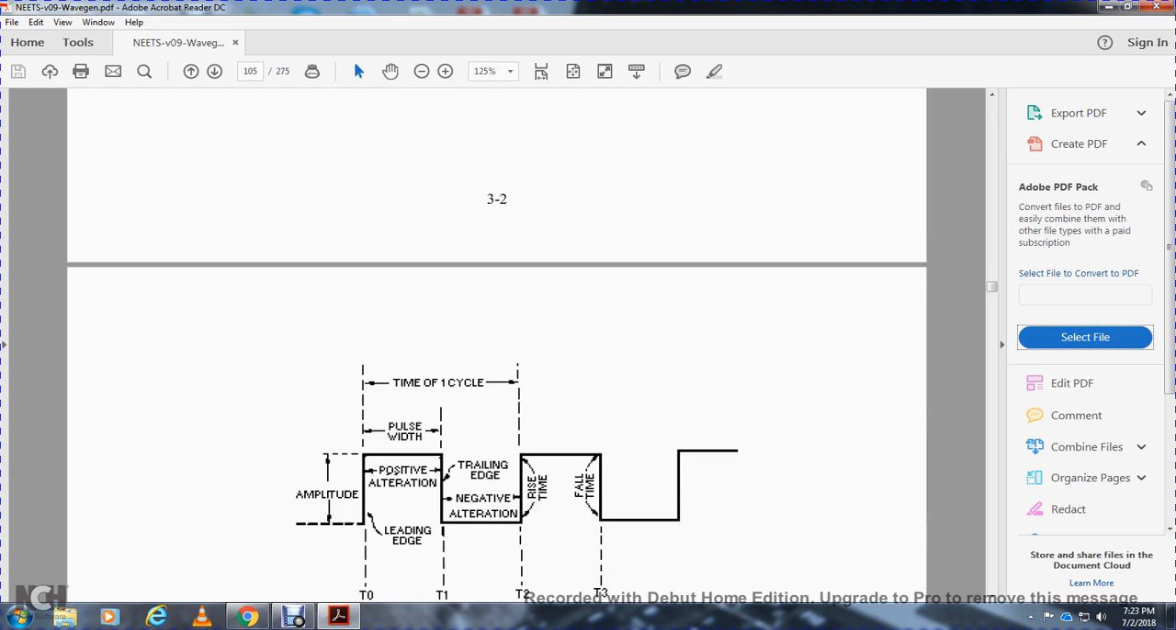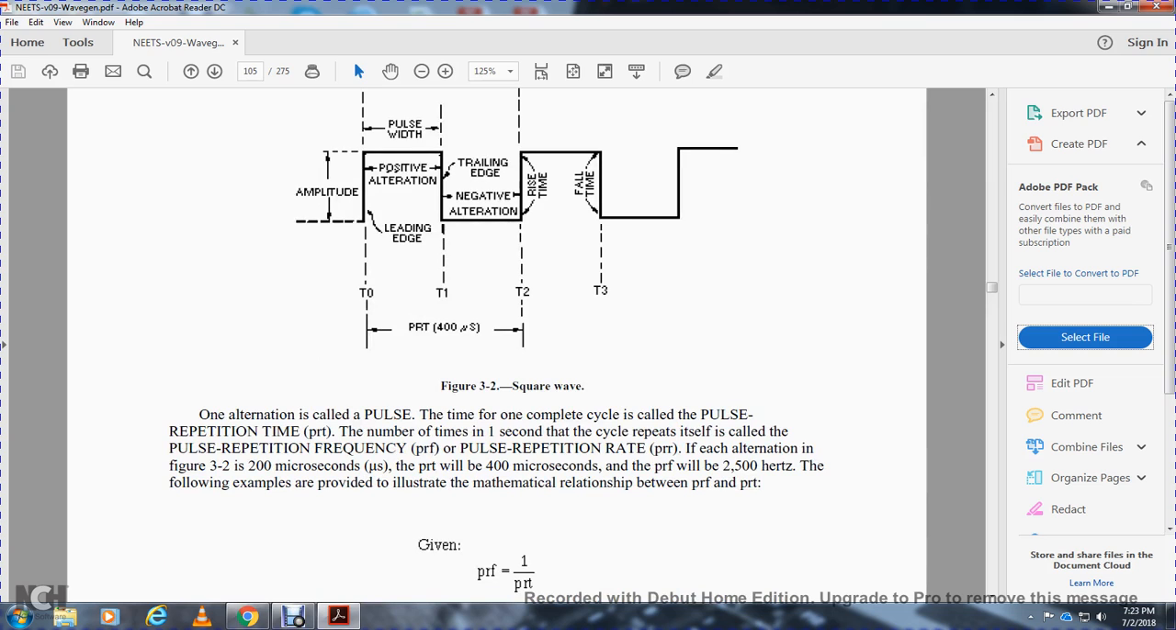Time, cycle, pulse wave, amplitude, positive alternation, leading edge, trailing edge, negative alternation, rise time, fall time. One alternation is called the pulse. The time of one complete cycle is called the pulse repetition time, or PRT. The number of cycles per second is called the pulse repetition frequency, or pulse repetition rate.